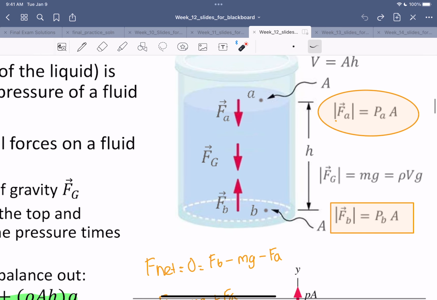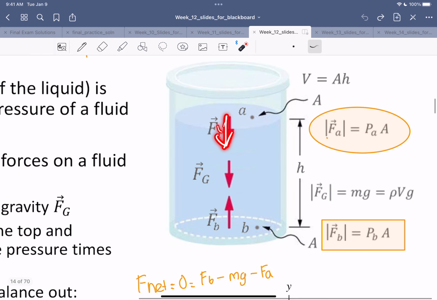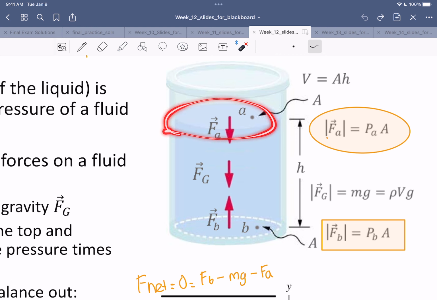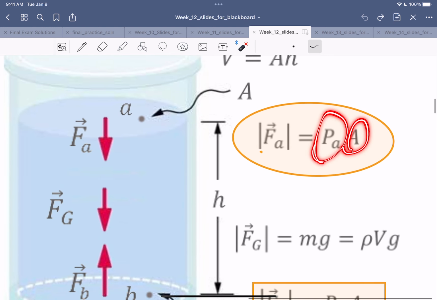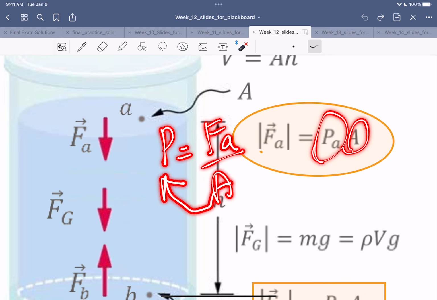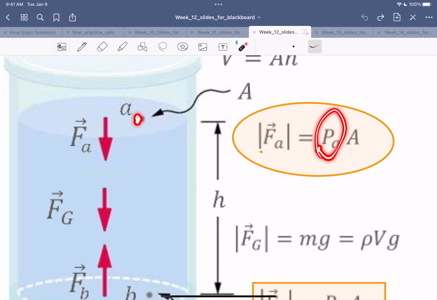Whenever you have a column of water like this, you have a force acting downwards at the top of the column, a force acting upwards from the bottom of the column, and then you also have gravity, right? These forces can each be written in terms of pressure as well. We know that pressure is equal to force over area, so the force A downwards is equal to the pressure at A times the area, because pressure at A is the force at A divided by the area. If we multiply by the area, the pressure at A times the area is equal to the force at A.